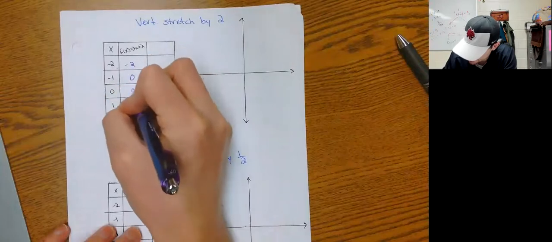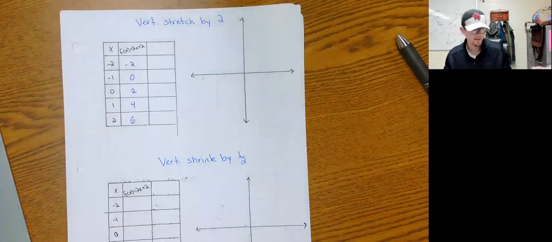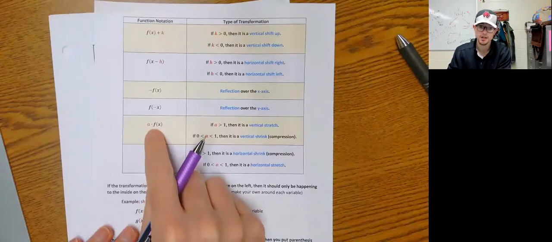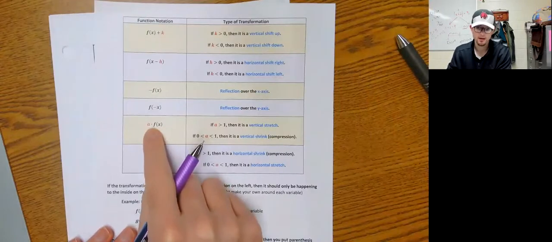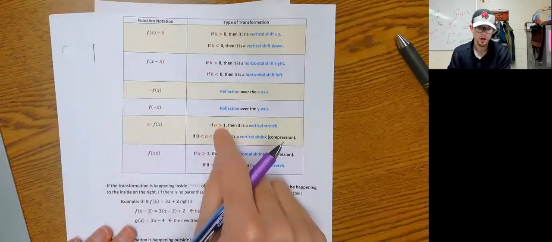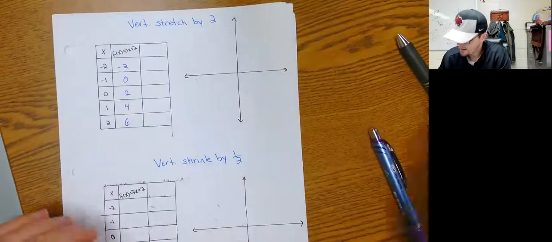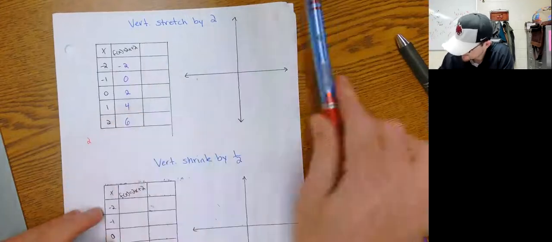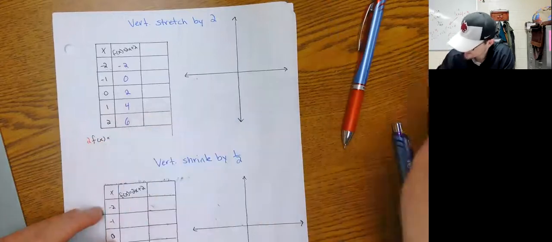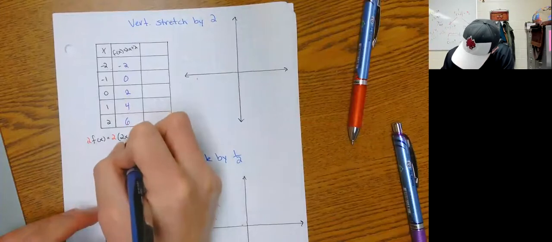-2, 0, 2, 4, 6. Let's find g of x. We are doing a vertical stretch. So vertical stretch, you multiply the entire function by the value a. Vertical stretch is multiplying by a number greater than 1. What do you know? We're multiplying by 2, that's greater than 1. So we are going to multiply the entire function by 2. So 2 times f of x equals 2 times the entire function, 2x plus 2.